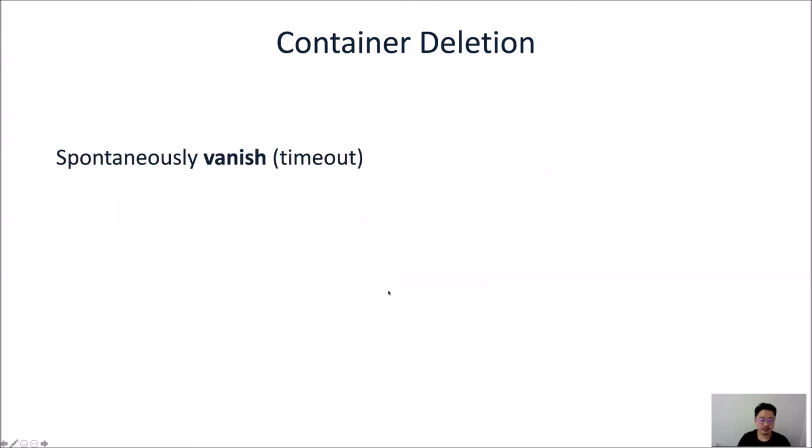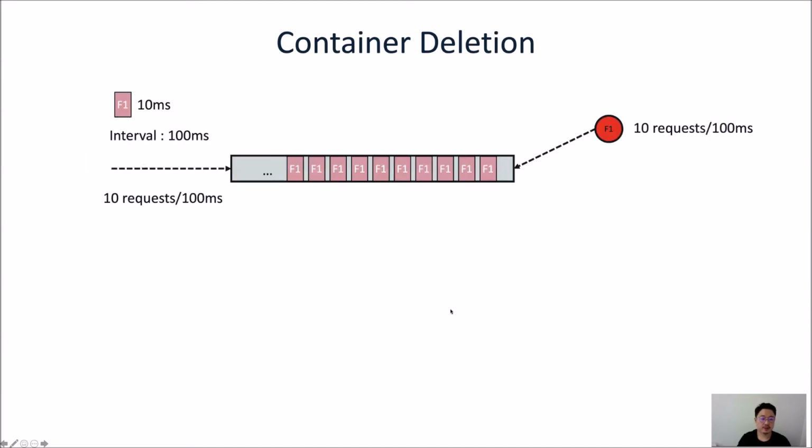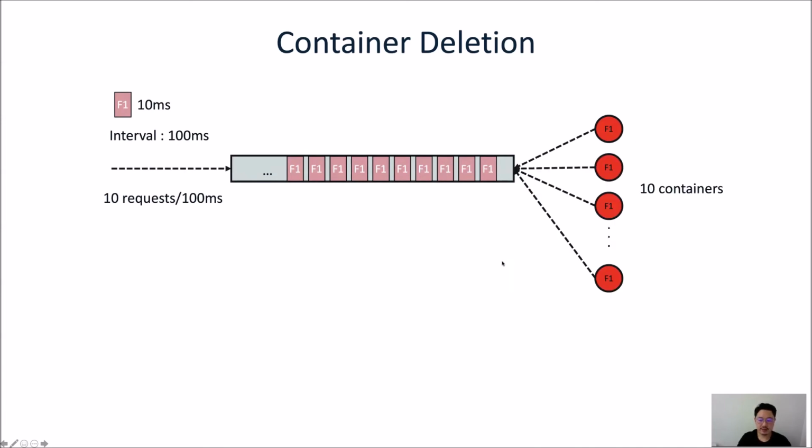And regarding container deletion, containers spontaneously vanish upon timeout. So let's say there are 10 incoming requests per interval. Then one container can handle all 10 requests. But what if we over-provision 9 more containers for some reason? Then this one container will handle all requests, and the other containers will suffer from starvation.